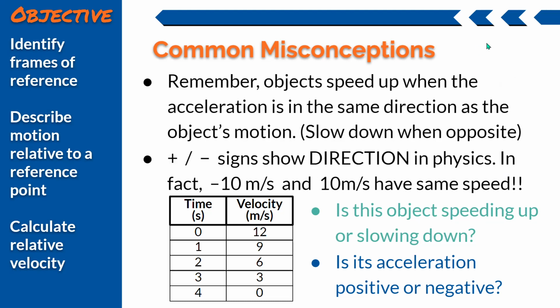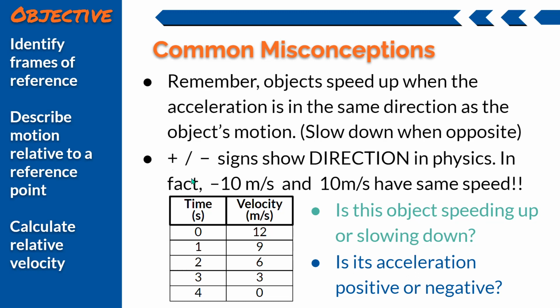All right, remember, objects speed up when the acceleration is in the same direction as the object's motion. So if your acceleration and your velocity are in the same direction, you're going to get faster because they're working together. If instead of working together, they're in opposite directions, you're going to slow down.